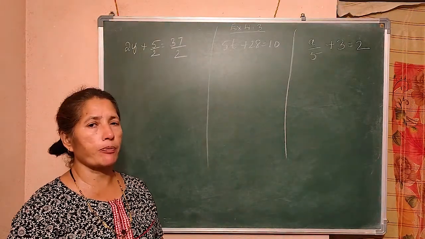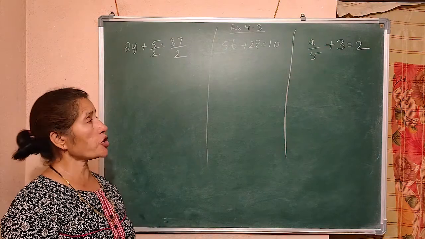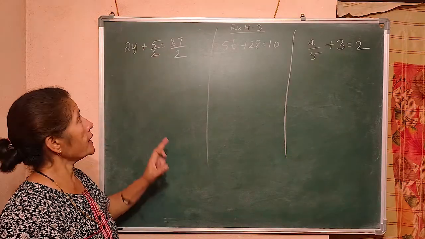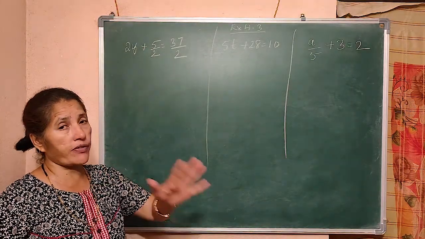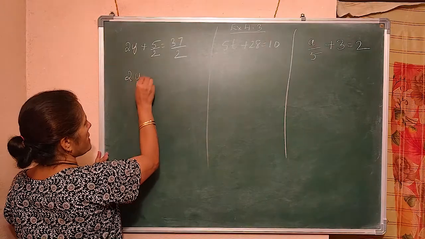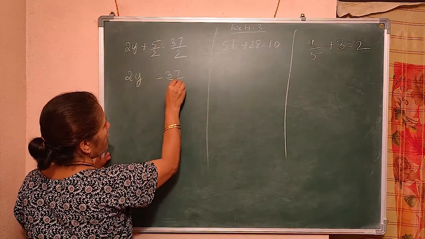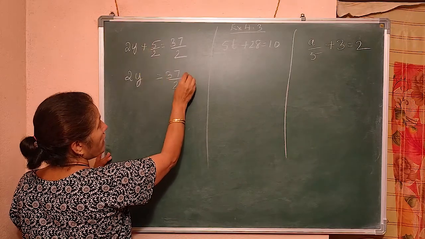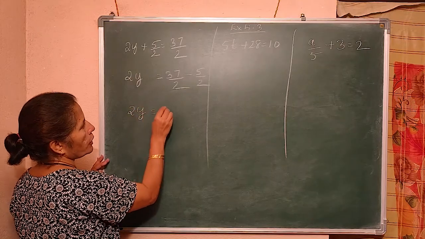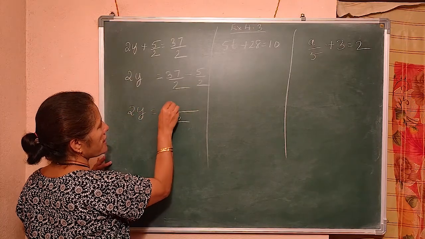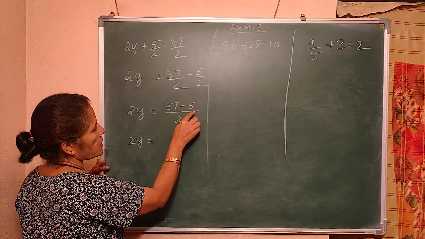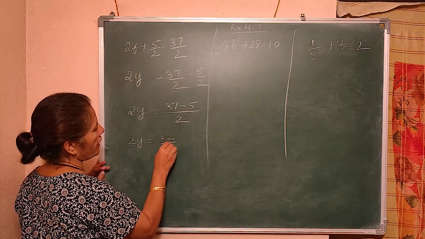Now let us solve some of the problems from the exercise. The first question is like this. 2y plus 5 by 2 is equal to 37 by 2. Only y is one variable and that is also with 2. So let us take that only to the left hand side. 2y is equal to 37 divided by 2. Here there is plus. So when you take that side, minus 5 by 2. Right? So 2y is equal to, 2 is the common denominator, 37 minus 5. So again 2y is equal to 37 minus 5 is 32 divided by 2.